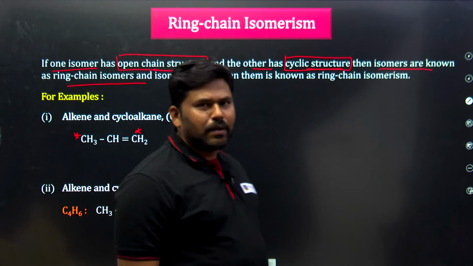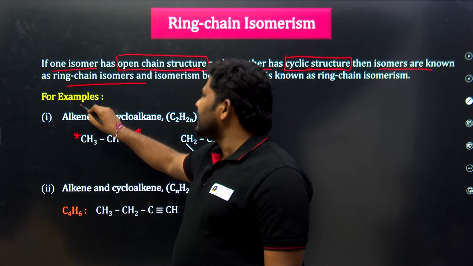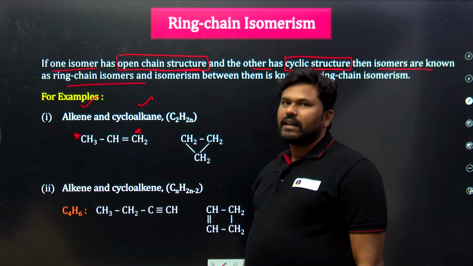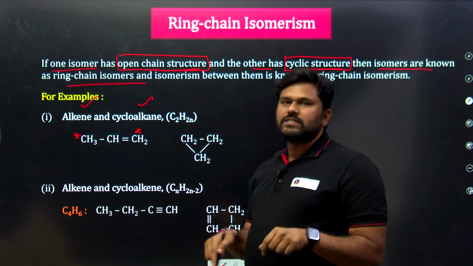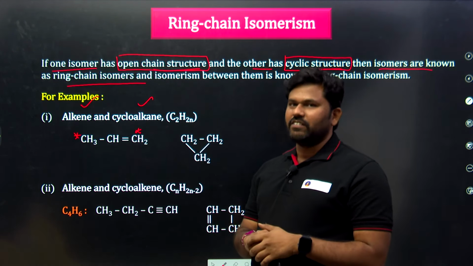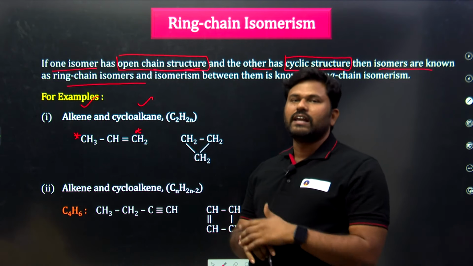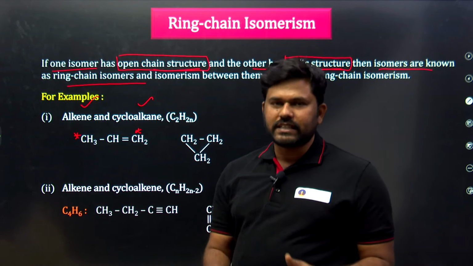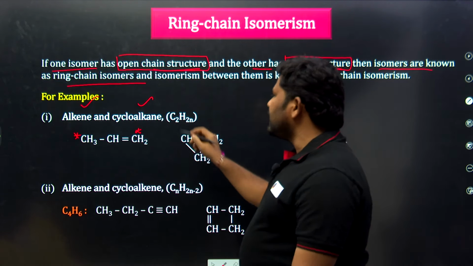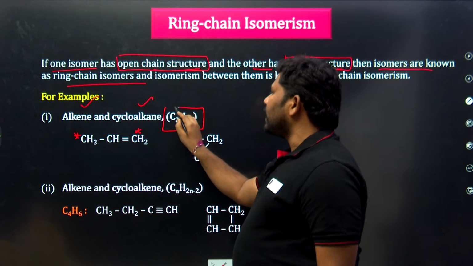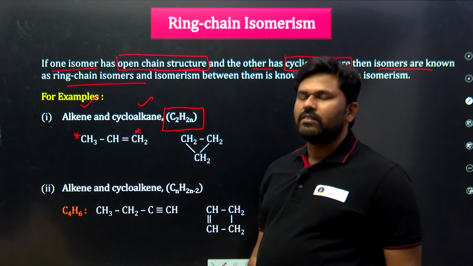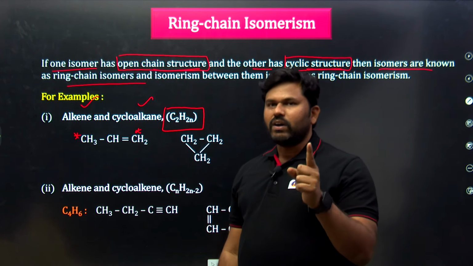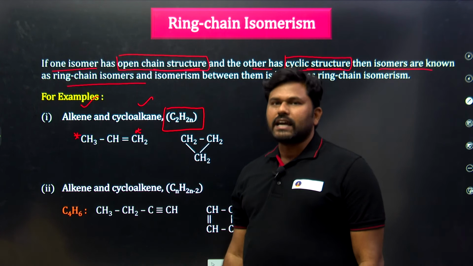Sir, what are the examples? The first example we are taking is alkenes and cycloalkanes. Alkene has a double bond, and cycloalkane has single bonds with a cyclic structure. Alkenes and cycloalkanes have the same molecular formula, that is CnH2n. N carbons, 2n hydrogens. We can make 2 structures, one is the alkene structure, another is the cycloalkane structure.